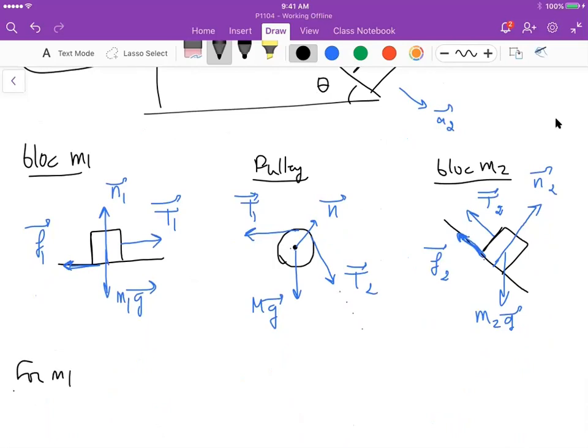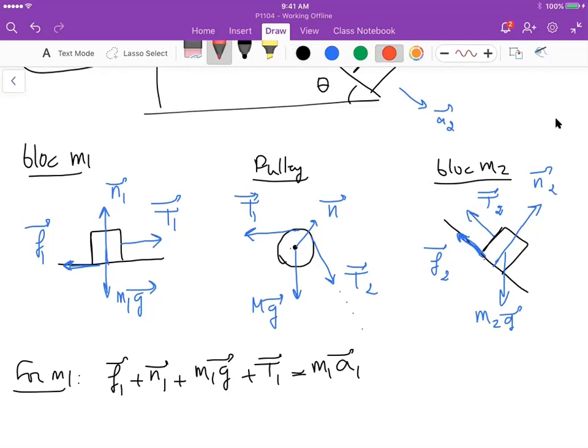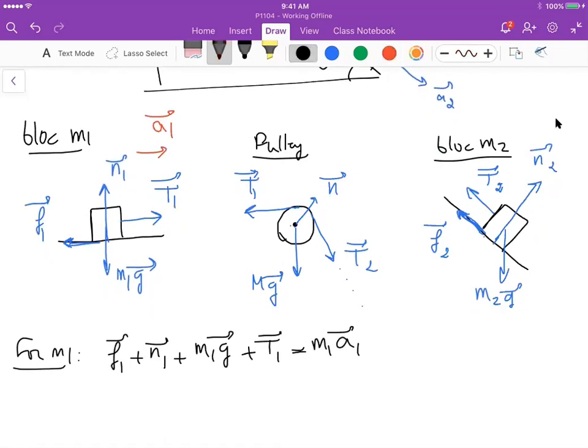So for the block M1, we have the following sum of external forces. So we have F1. I will start from the right going toward the left. So F1 plus N1 plus M1G plus T1 is equal to M1 times A1. And don't forget that A1 is pointing to the right. So this is A1. Now I will consider in each case the direction of A to be the positive direction, okay? Or if you want, we can take the X axis and Y axis in general, but I prefer to take the directional acceleration and work on that basis.